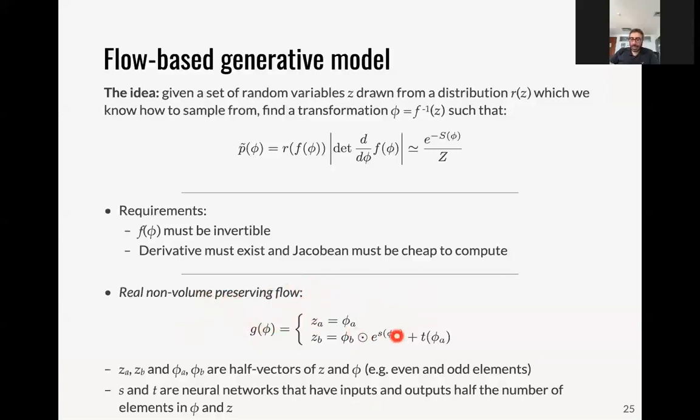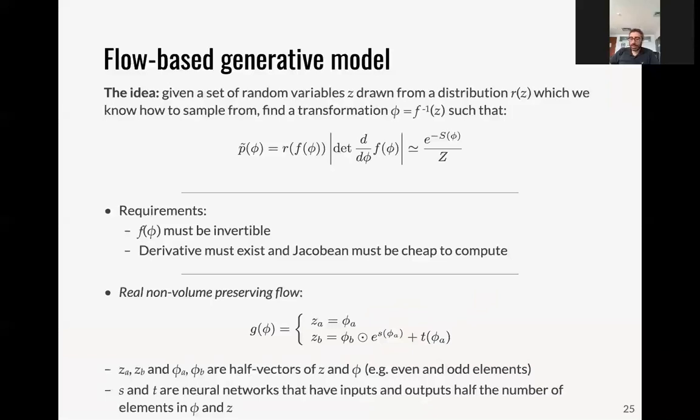And then in this case, we'll talk about it a bit later, but these S and the T can be neural networks that have as input a half vector and output a half vector, okay? This symbol here just means element by element product, right? So the first element of phi B will multiply the first element of e to the S phi A, the second of phi B, the second element, etc. So it's just an element by element product.